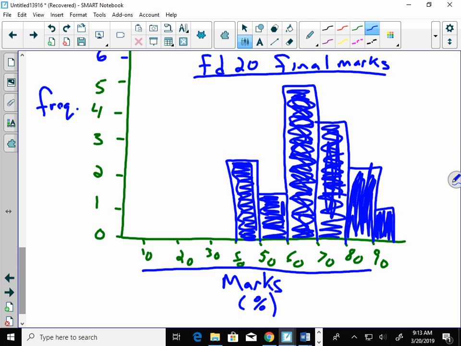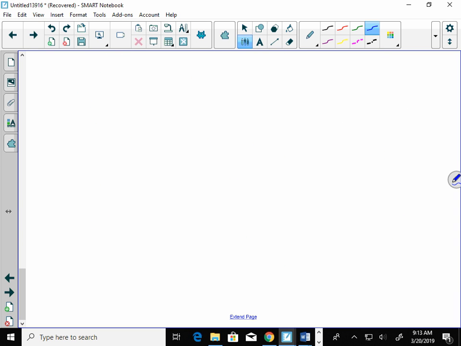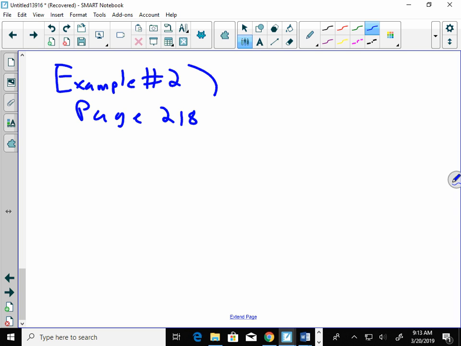If you guys could turn to page, look at example number 2. Are you on page 218? Let's talk about that for a second.